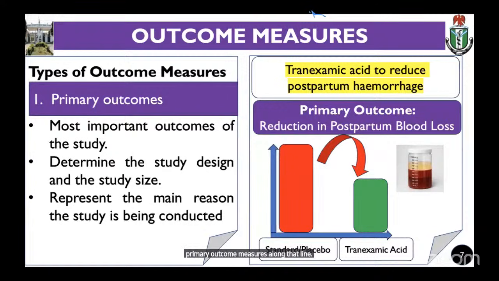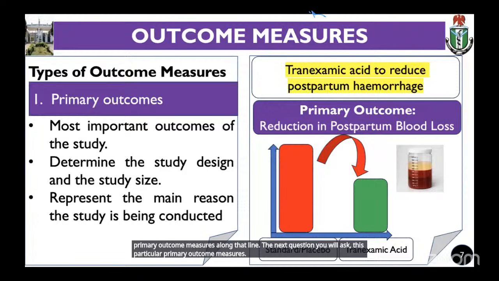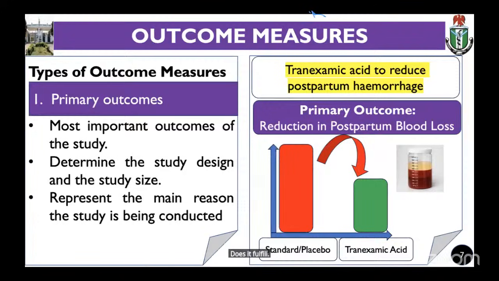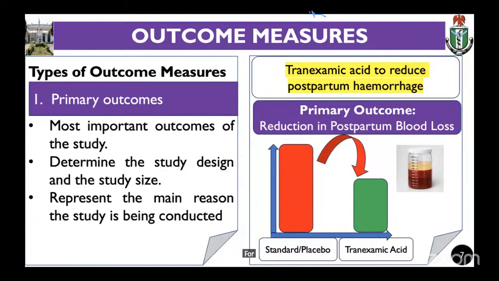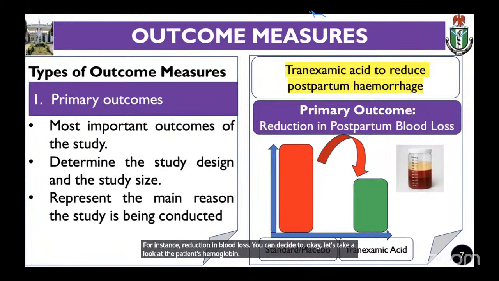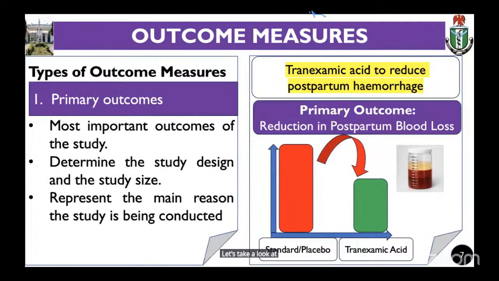The next question you will ask: this particular primary outcome measure, does it fulfill the criteria, the properties of an ideal outcome measure? If you pick, for instance, a study that is trying tranexamic acid for reduction of postpartum hemorrhage, then there are very many variables that you could pick as your primary outcome. For instance, reduction in blood loss. You can decide, okay, let's take a look at the patient's hemoglobin or the packed cell volume. Let's take a look at duration of admission in the hospital. But you will agree with me that at least one of these will be very closely related. The other ones may be indirect.